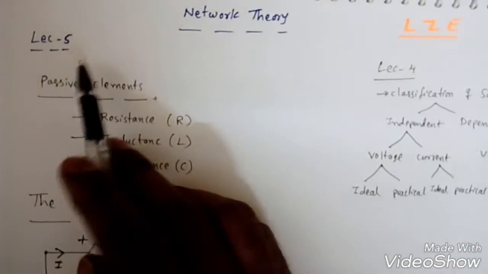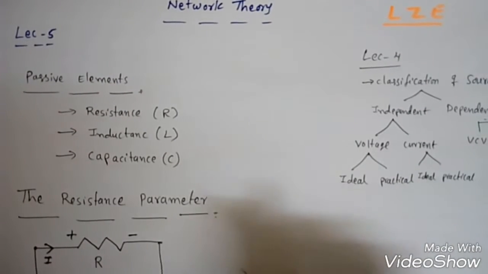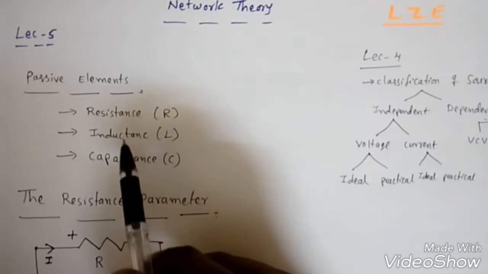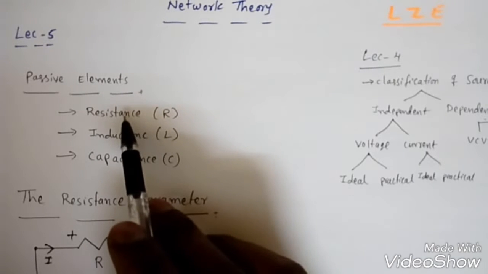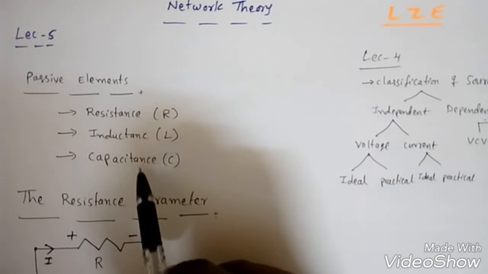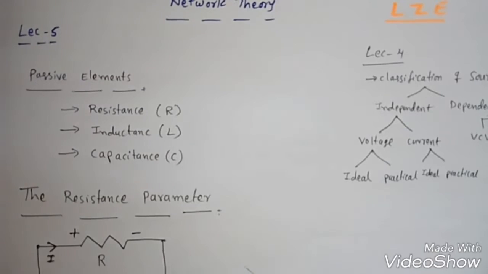This is lecture 5 in network theory. In this lecture we are going to discuss the passive elements, and analyze them in depth. When we are using the resistance, inductance, and capacitance parameters, we need to discuss what the behavior of these parameters is.